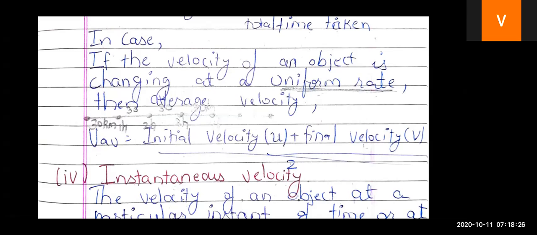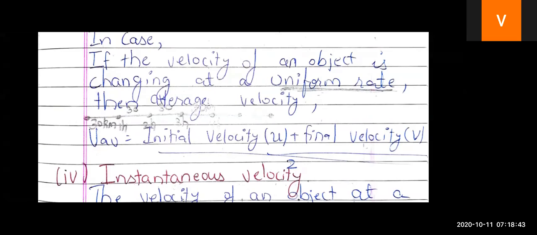The average velocity will be simply initial velocity plus final velocity divided by 2. So it is 30 kilometers per hour plus 30 kilometers per hour divided by 2. So it is 60 kilometers per hour divided by 2, that is 30 kilometers per hour. Right, children? So I hope you are clear with this.